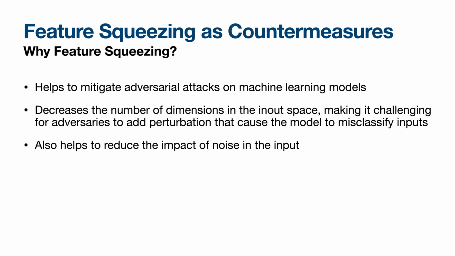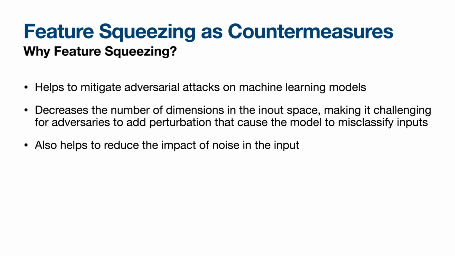Moreover, feature squeezing can reduce the impact of noise in the input by applying non-linear transformations that smooth out the input's noise. This smoothing effect diminishes the noise's impact on the model's prediction, making it more challenging for attackers to create inputs that the models will misclassify.